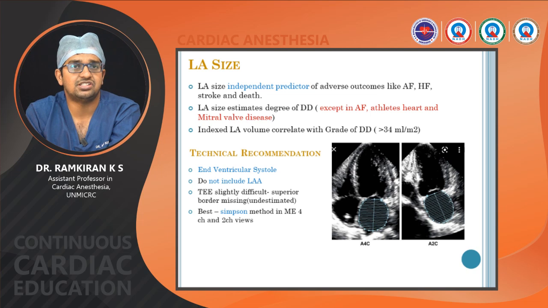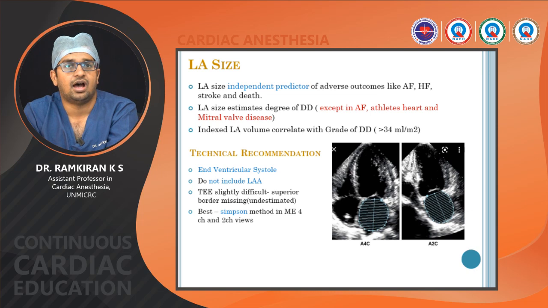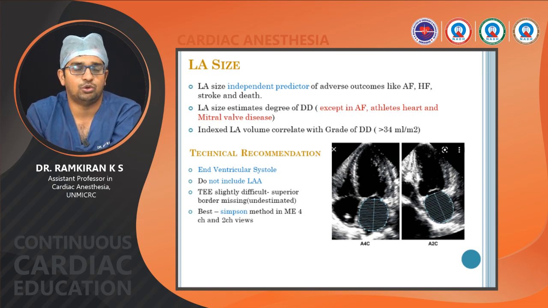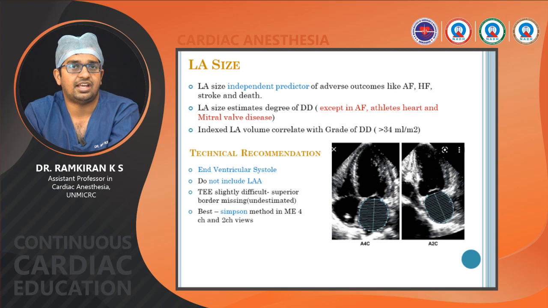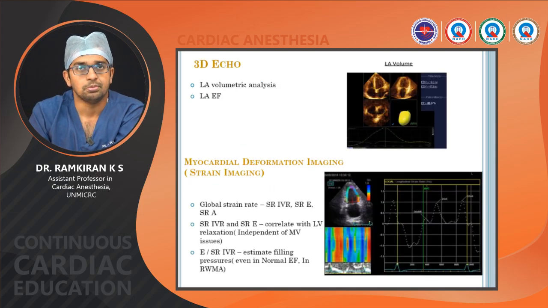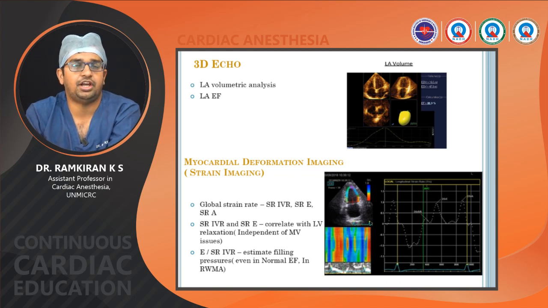What are the technical recommendations? With TEE, yes, it is slightly difficult to measure because the superior border is missing. Now, the transgastric views are used to assess the LA size. Other than that, you can take a TTE view in end ventricular systole. Do not include the left atrial appendage in the mid-esophageal 4-chamber and 2-chamber views. And next, recently 3D echo is coming up, where LA volumetric analysis and LAEF can be calculated, which is also a very good parameter which could grade the diastolic dysfunction.